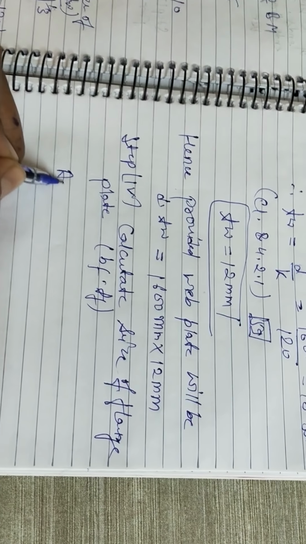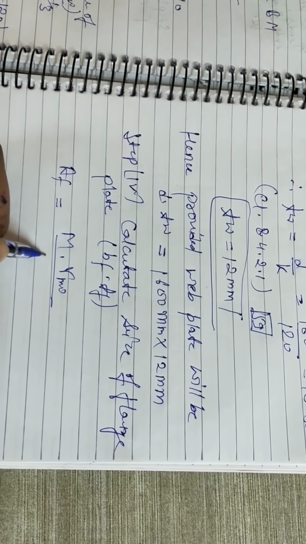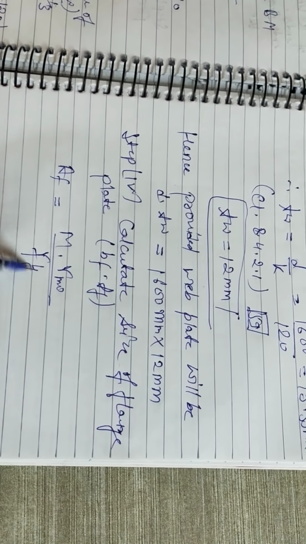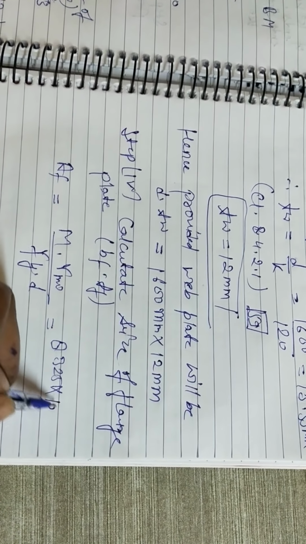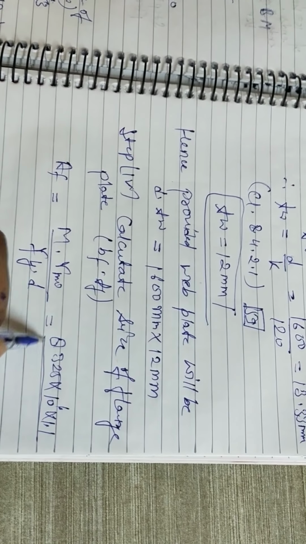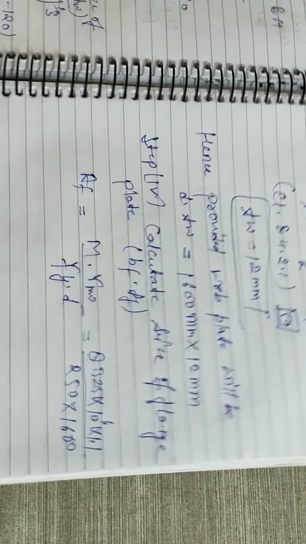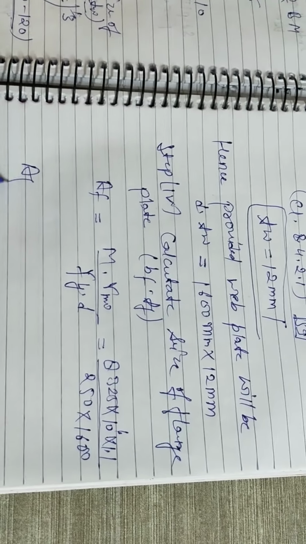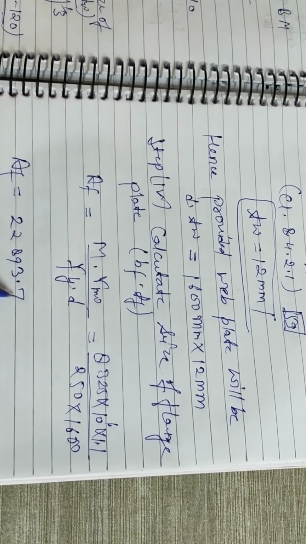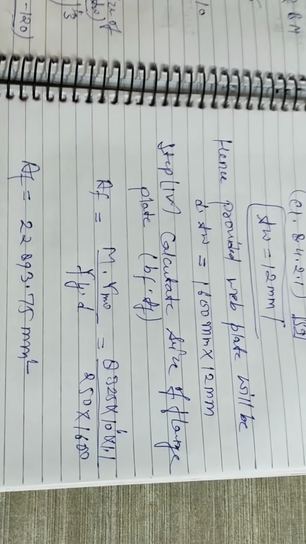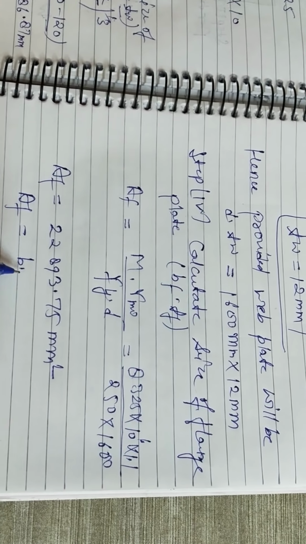At first we will calculate area of flange by this formula. This formula is m into gamma m0 divided by fy into d. So we will put all the values: 8325 into 10 to the power 6 into 1.1, which is the value of gamma m0. Fy is 250 and this is 1600, evaluated in the previous step. And Af will be now 22893.75 mm square.